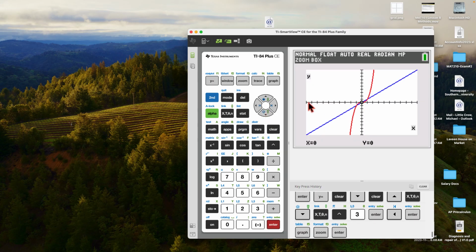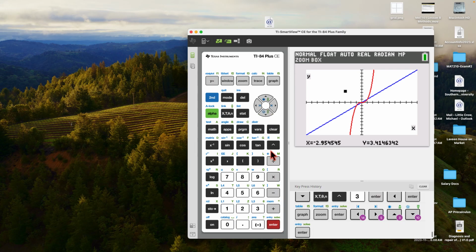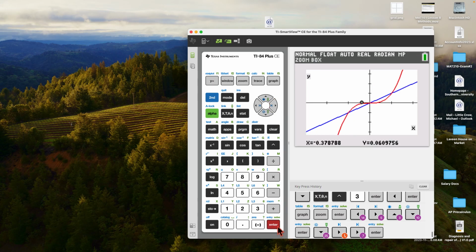It gives me this little corner, and I just move the corner. Maybe I'll go to not that far. Come up, not that high. Maybe I'll draw a little box. I'll put that as a corner, and then what it'll do is it'll zoom in on this box, and we'll get a better view.